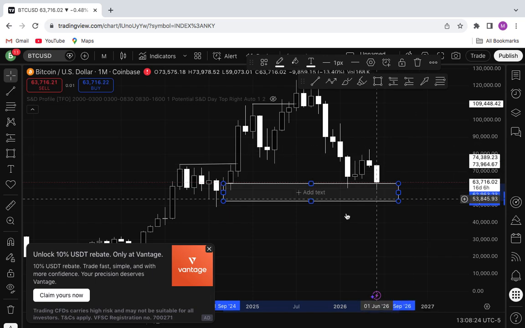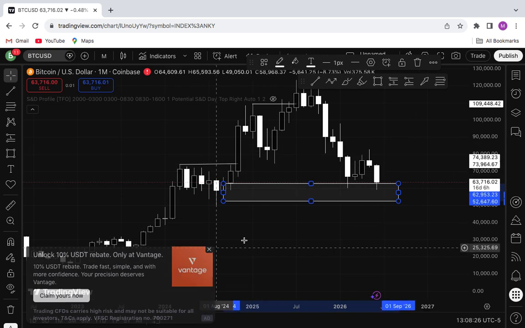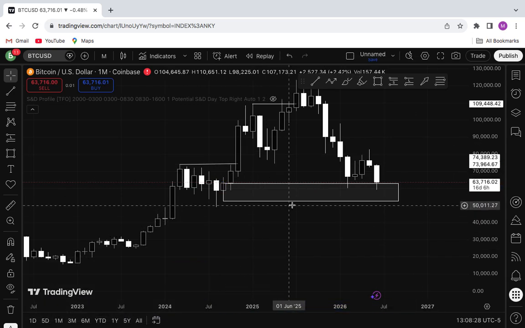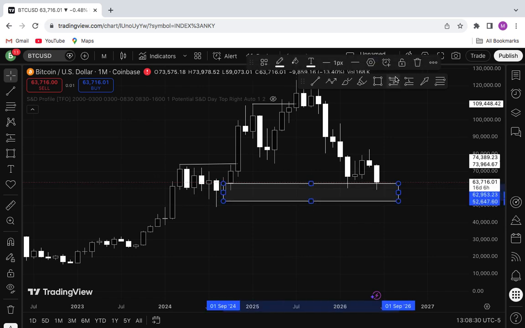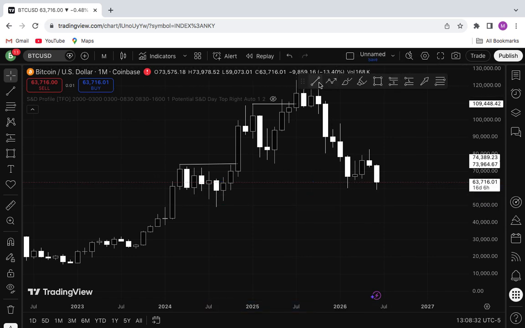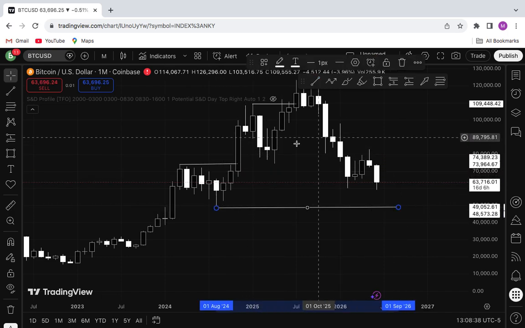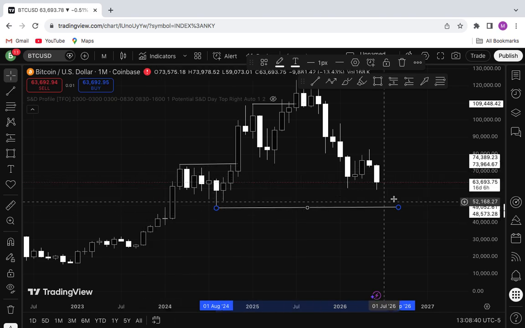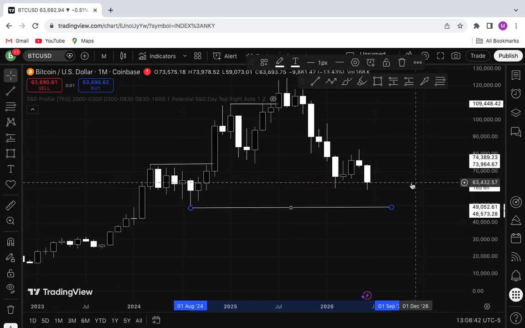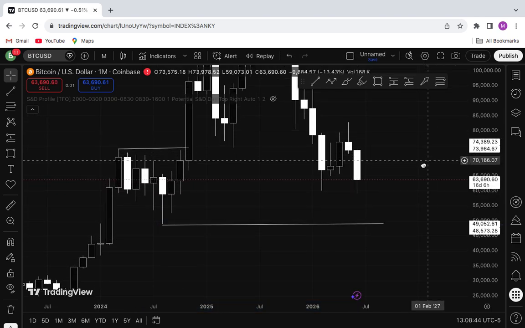But now, as a CRT trader that I am, I don't trade based on order blocks or supply and demand, but I trade based on candles. And when you trade based on candles, you just look at the overall trend. But now I want to see what is happening between the previous ranges.